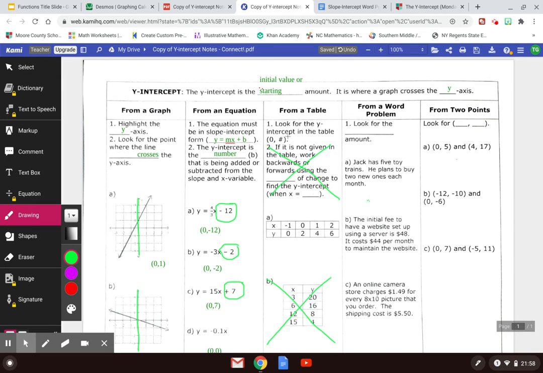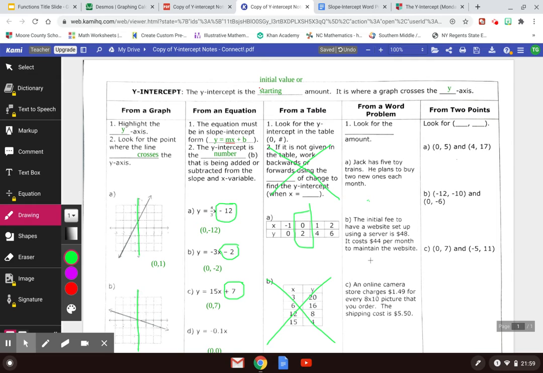Look for the y-intercept in the table, where your x value is 0 and the number that corresponds to it. So if you look here at A, right here is your y-intercept, because your x value is 0 and the number that corresponds to it is 2. And that should make sense to you because it's an ordered pair and you're not going either left or right, you're just going up or down. Okay, so that's all we're going to do with the table for today.